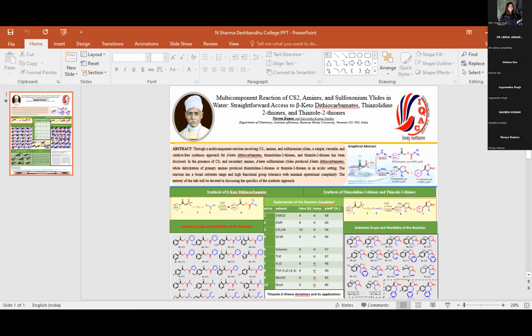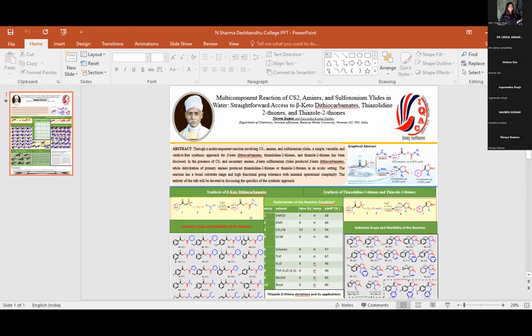We chose the model substrate ylide and CS2 with morpholine to determine the best condition for the optimization. Presently, we were surprised to find that the model substrate in DMSO at room temperature furnished beta-ketodithiocarbamate after 4 hours with a yield of 60%.